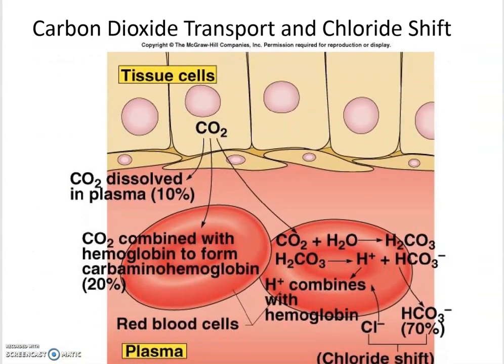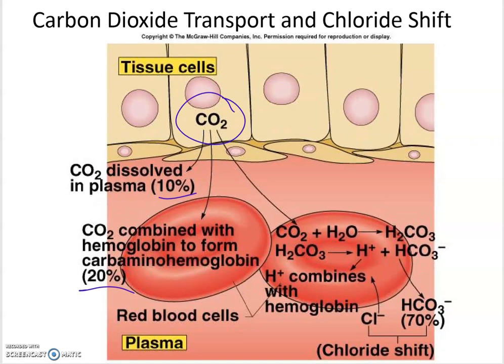And here is another image showing you the very same thing. Carbon dioxide transport and the chloride shift. So again, in the tissue cells, we have plenty of CO2. And here the numbers are slightly different because this is from a different book, but never mind the exact numbers, it doesn't really matter. 7% previously, now we have 10% dissolved in plasma, 20% here as carbaminohemoglobin hiding in hemoglobin, and the rest undergoes the chloride shift. And here you have it labeled, and that's why I like this slide.